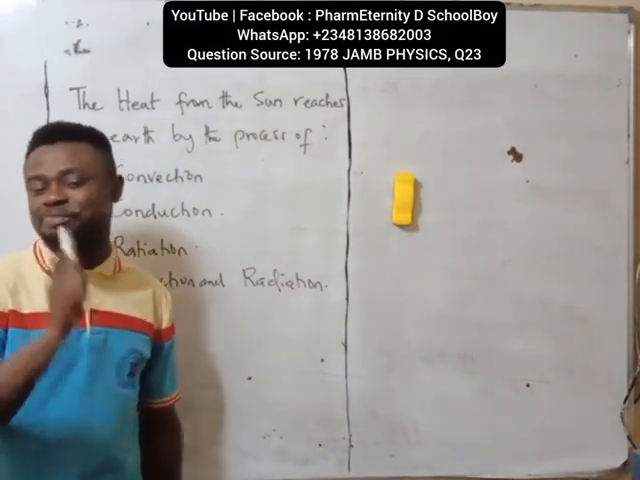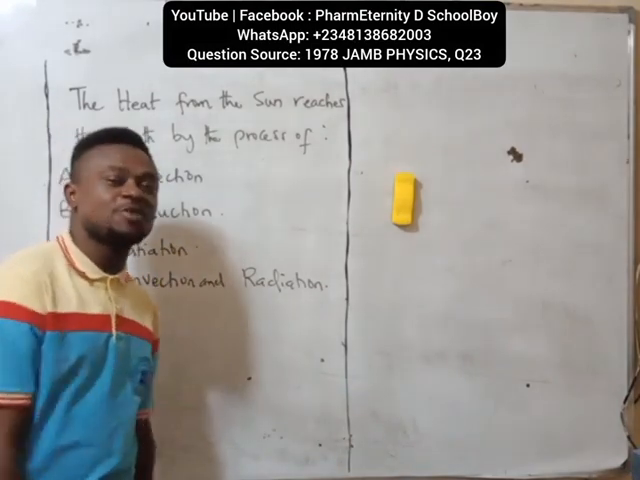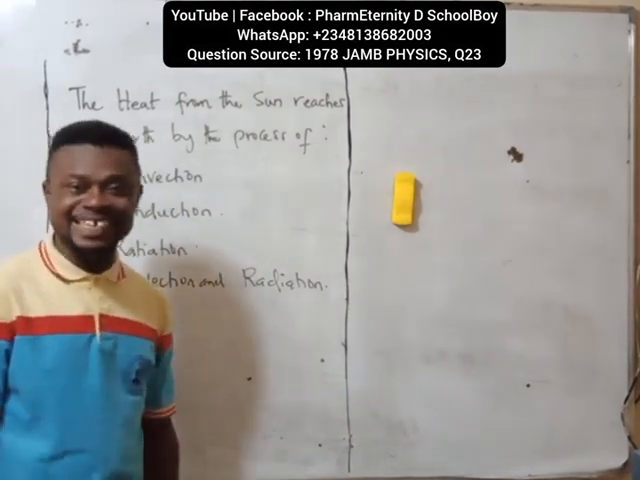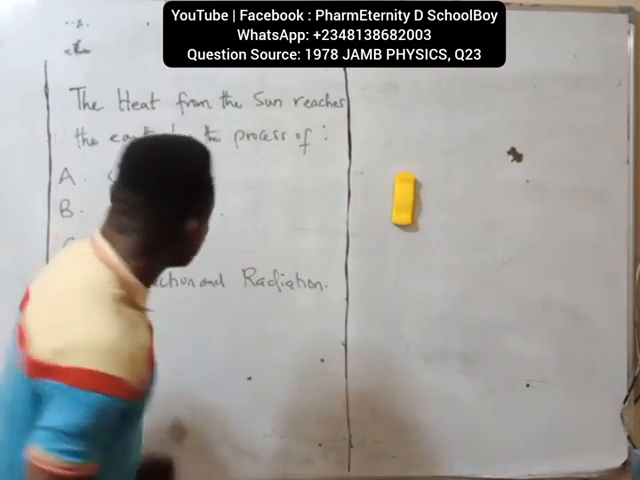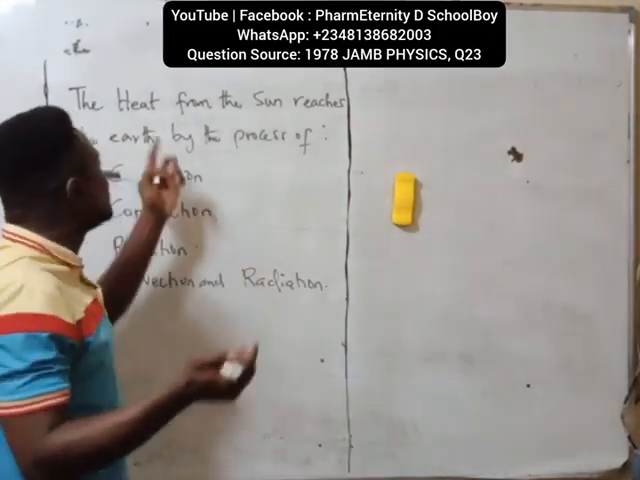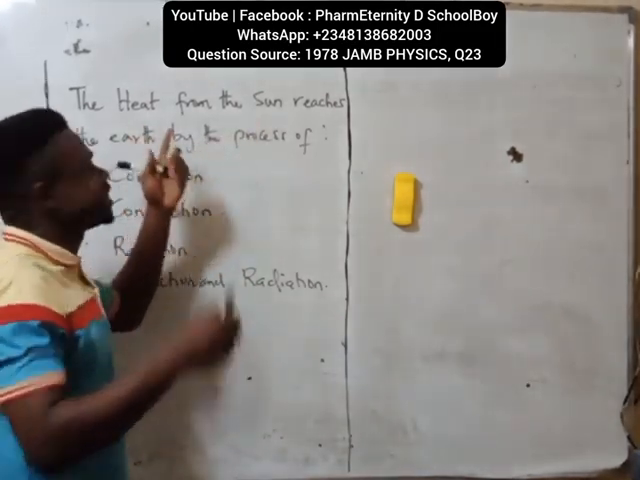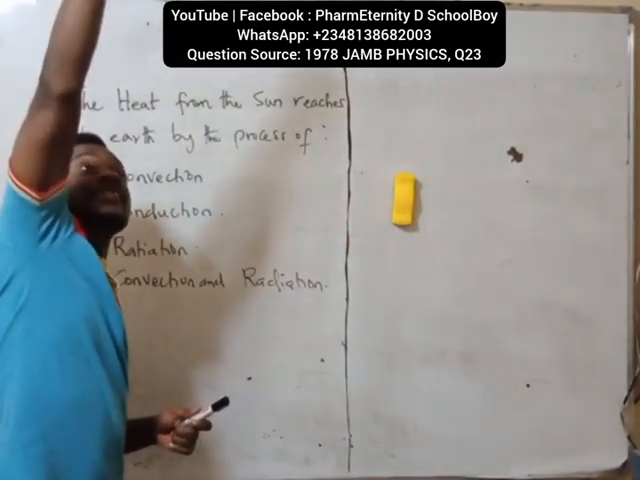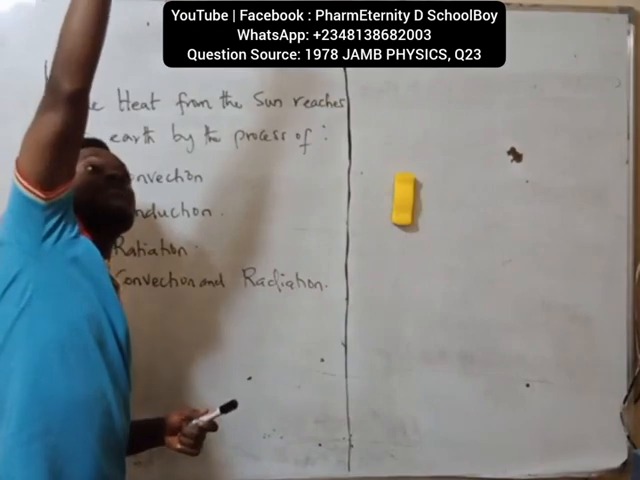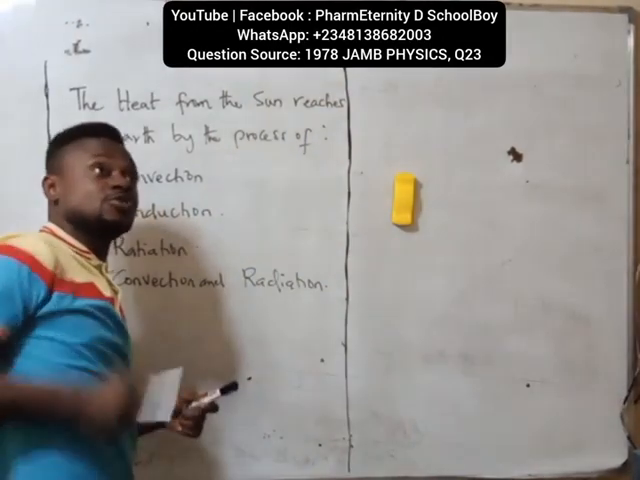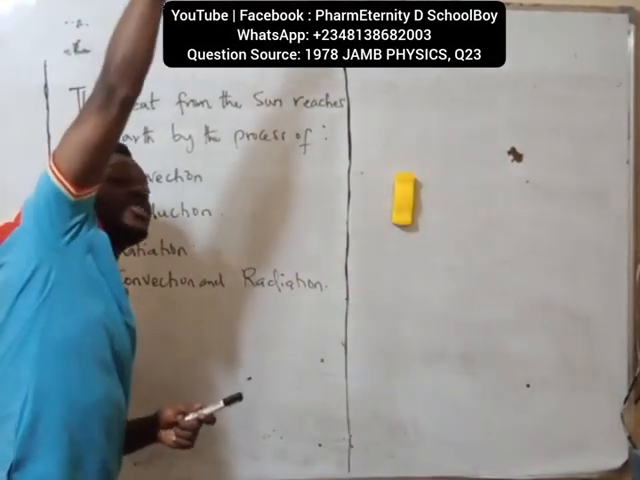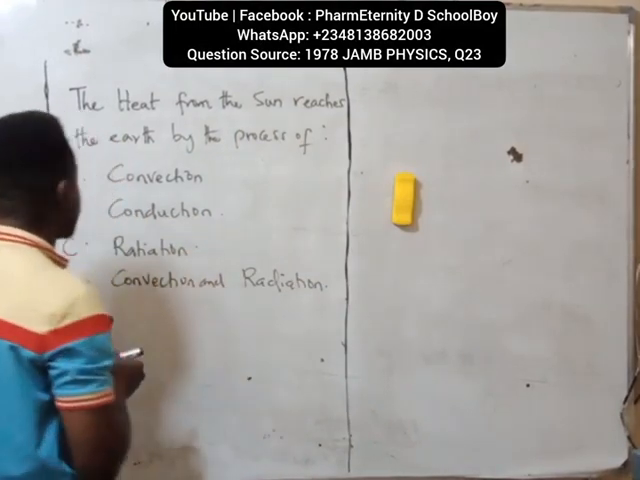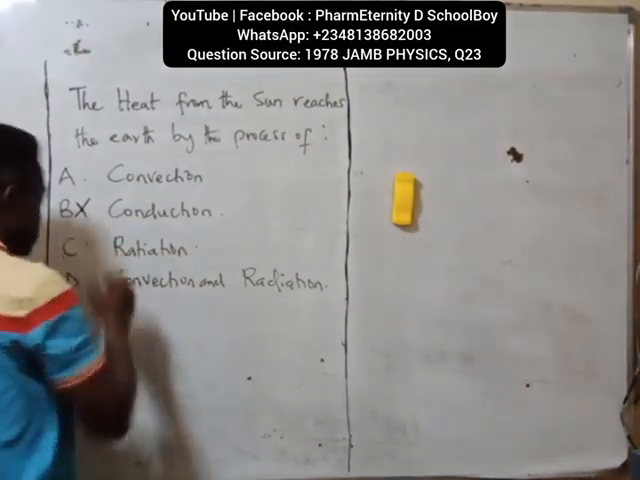So conduction takes place mainly in solids, metallic solids. Now, this has no business with heat from the sun. There's no solid metal or whatever that links you, holding on, to the sun. So that's why I cannot pick conduction.